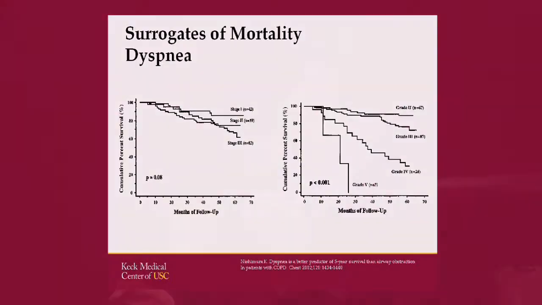So when we look at that, and there's a comparison back in 2002, looking at those stages we talked about, one, two, and three, based on lung function, there's a dramatic difference when we're looking at symptomology. Someone who's got mild forms of shortness of breath compared to the person who's breathless.